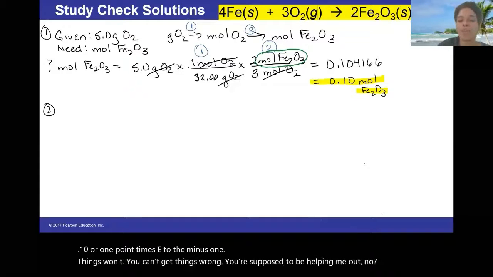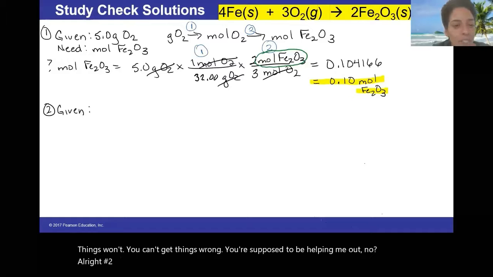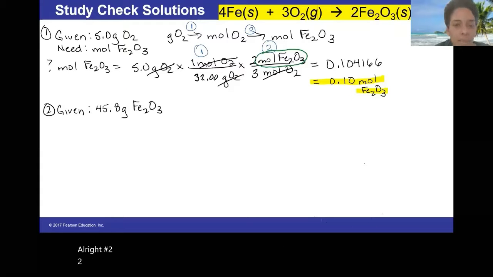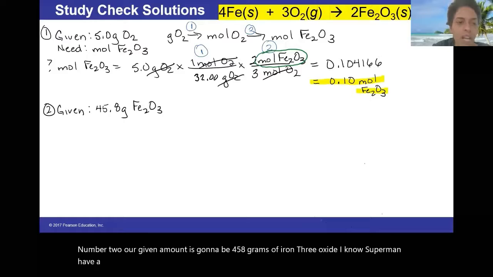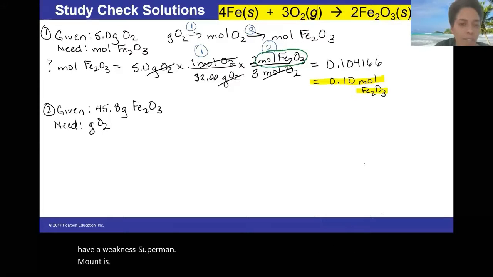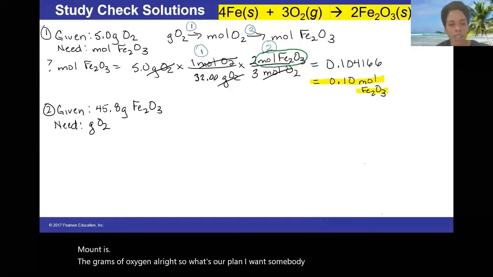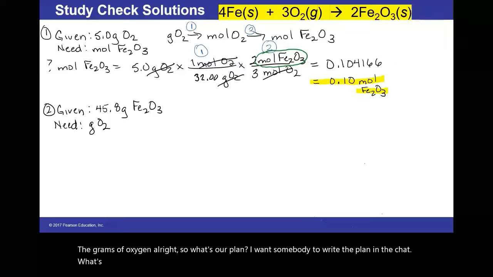All right. Number 2, our given amount is going to be 45.8 grams of iron 3 oxide, and our needed amount is the grams of oxygen. All right, so what's our plan? I want somebody to write the plan in the chat. What's the plan? We got grams.